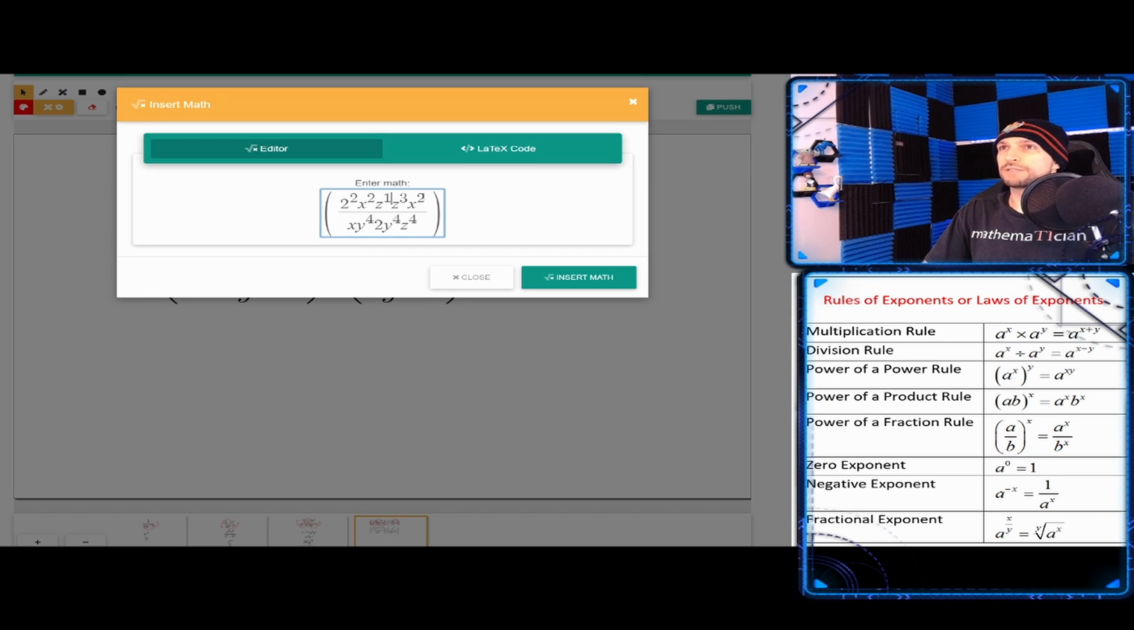Got z's here. z to the 1 and z to the 3 will be z to the 1 plus 3. Got x's and x's, so x to the 2 times x to the 2 will be x to the 2 plus 2. In the denominator, I've got some y's here. I've got y to the 4 and y to the 4. It'll be y to the 4 plus 4. And I've got a 2 that I would like to move up front. y to the 4 plus 4 is y to the 8. x to the 2 plus 2 is x to the 4th. z to the 1 plus 3 is z to the 4th.